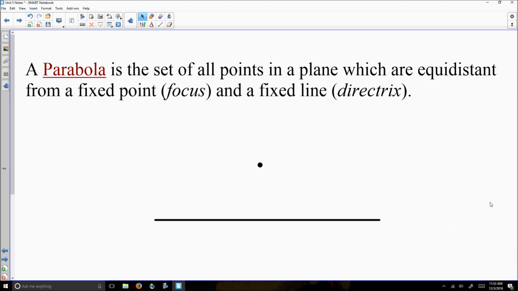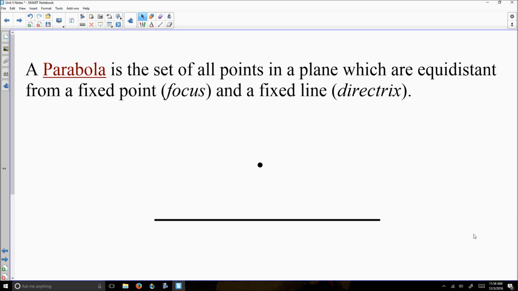In this section, we're going to examine parabolas, some properties of parabolas, and how to graph a parabola given its equation. So let's start with a definition. A parabola is basically the set of all points in a plane which are equidistant from some fixed point called a focus and a fixed line called its directrix. Another way of stating the set of all points is also the locus of points. The locus of points is a mathematical term meaning the set of all points.